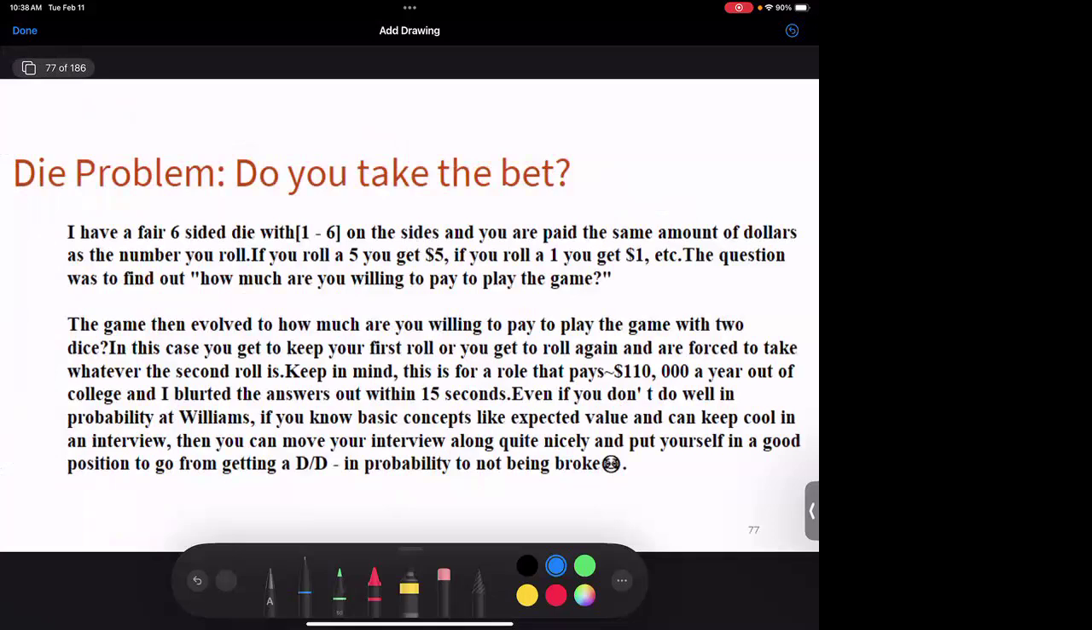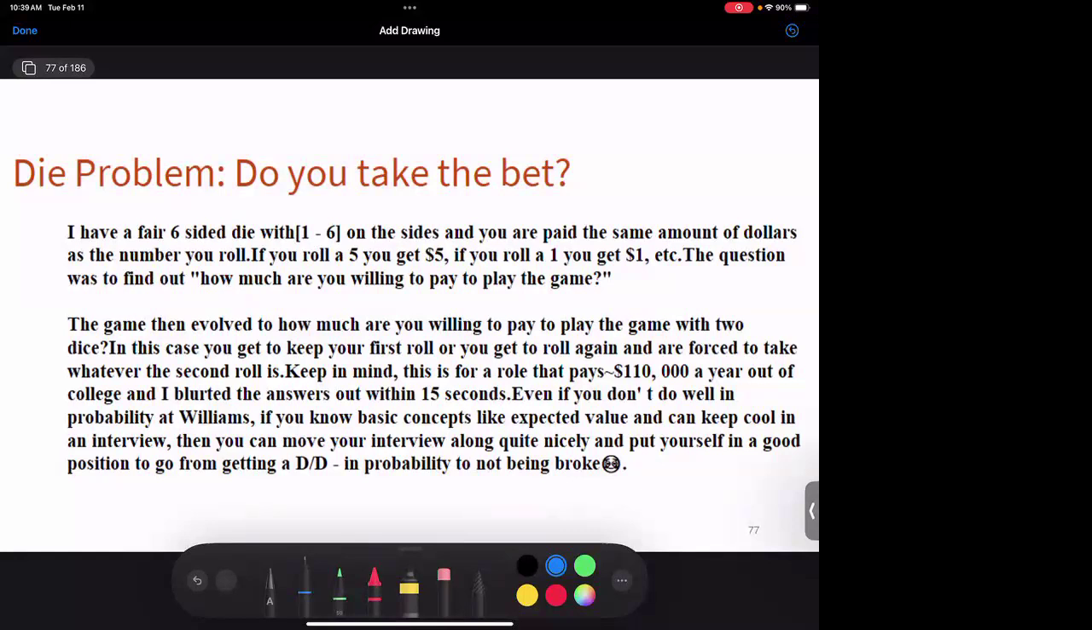A lot of students are interested in careers in industry and consulting and whatnot. There's lots of questions you can get asked. Here's a fun practice question. So you have a fair 6-sided die numbered 1, 2, 3, 4, 5, 6. All numbers equally likely, and you're paid the same amount of dollars as the number that you roll. So if you roll a 5, you get $5. If you roll a 1, you get $1. How much would you be willing to play the game?